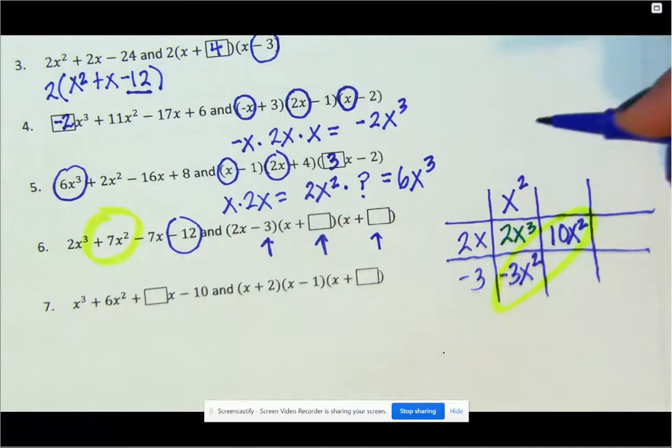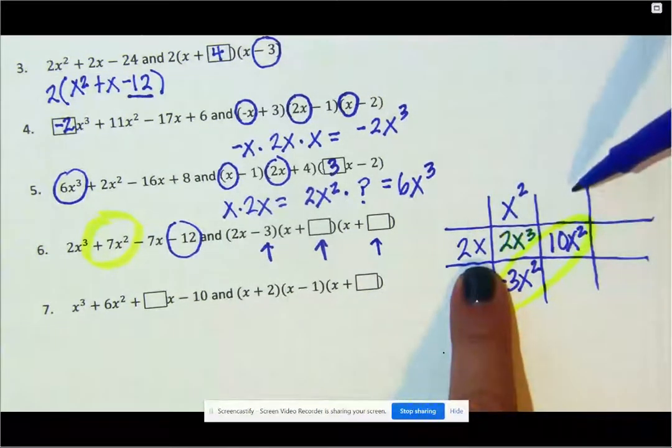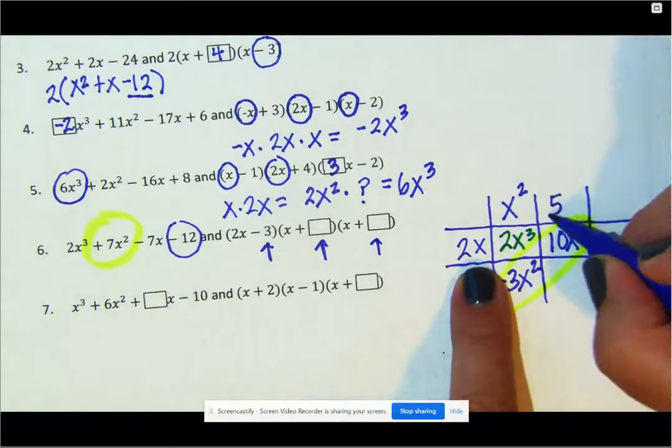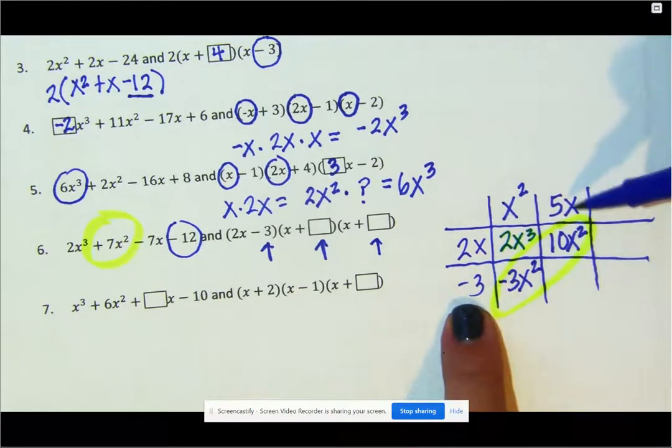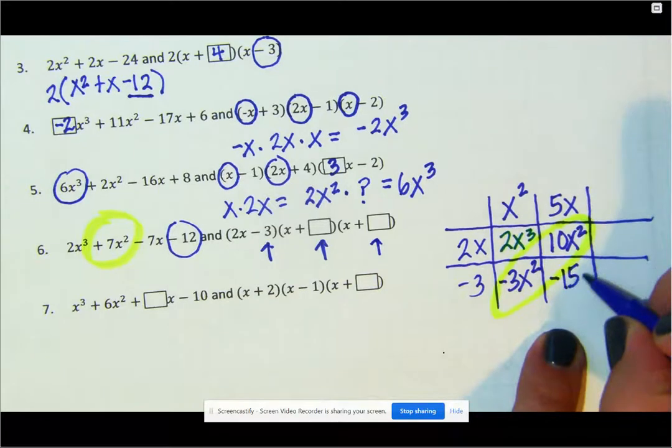So now I can work backwards. 2x times what made 10x squared? 5x. Now I can go ahead and multiply these two. Negative 3 times 5x is negative 15x.